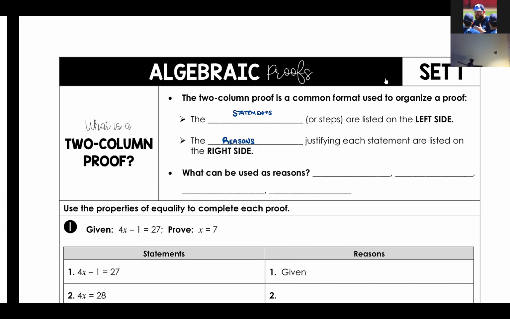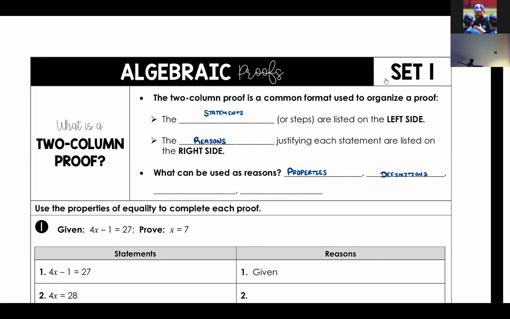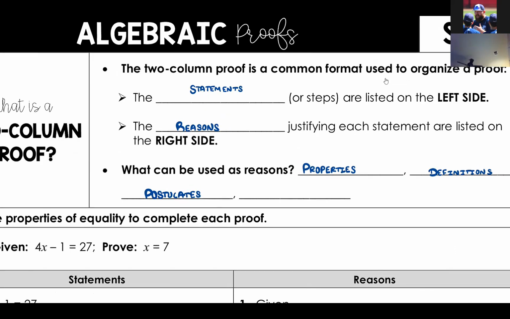You're like, well, what can we use as a reason? Just because? Unfortunately, not no more. So what can we use? We can use properties, definitions, anybody want to guess the other two? Got an idea? Postulates. Come on, the last one. Y'all got this. We got it. Come on. We learned postulates in what, last week? Two weeks ago.